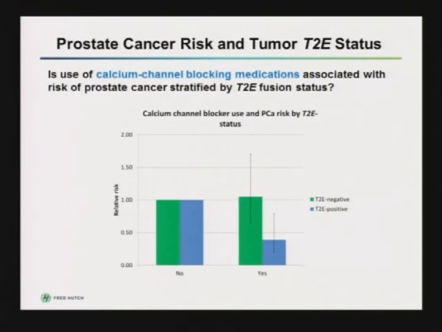And again, you can see here in the green bars, compared to the men who didn't use these medications, men who did use the medications, there was no difference in the risk for developing T2E negative prostate cancer. However, the blue bars show that if you used calcium channel blocking agents, your risk of developing T2E fusion positive prostate cancer was dramatically reduced.